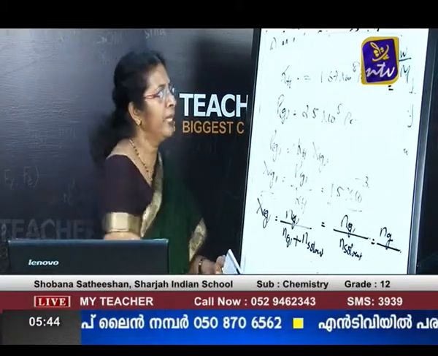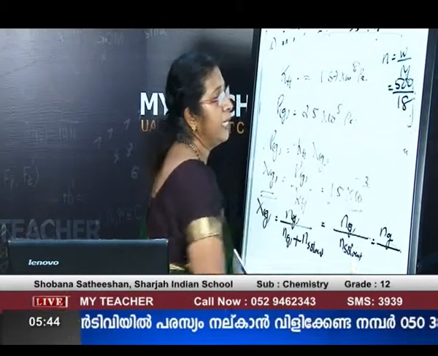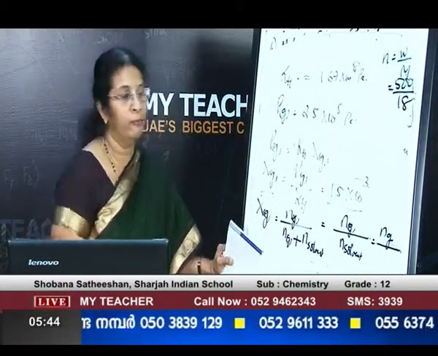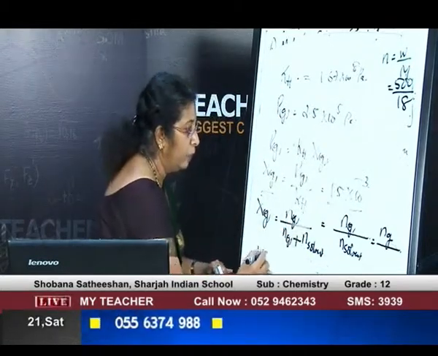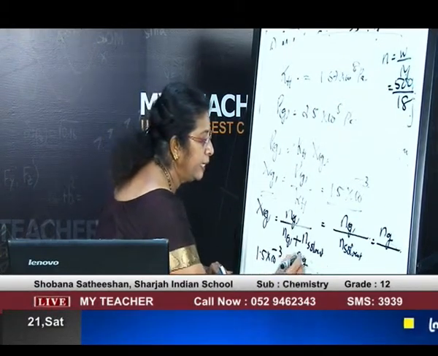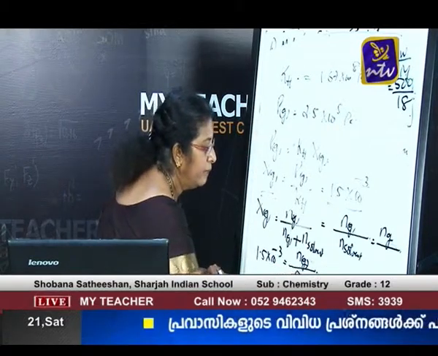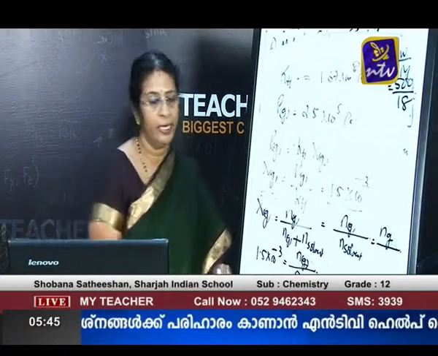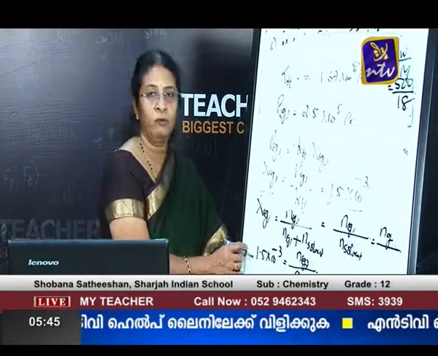What is W by M? 500 divided by 18. What is 18? 18 is the molar mass of water. Okay, 500 divided by 18. So when you substitute, 1.5 into 10 raised to minus 3 is equal to Ng, number of moles of carbon dioxide, divided by 500 divided by 18. Okay, 500 ml will be equal to 500 grams because 1 gram per ml is the density of water.